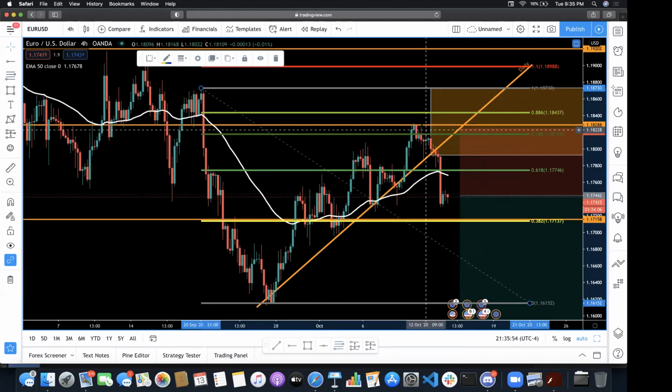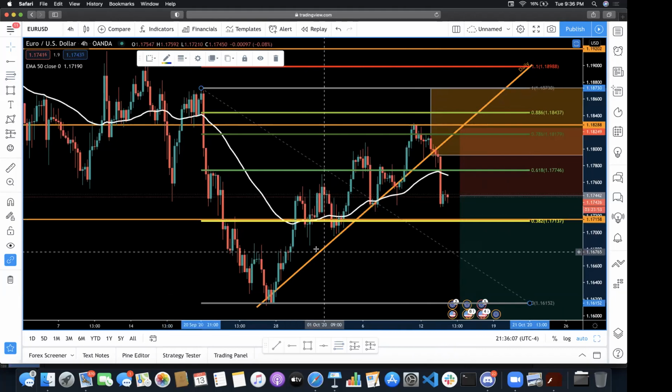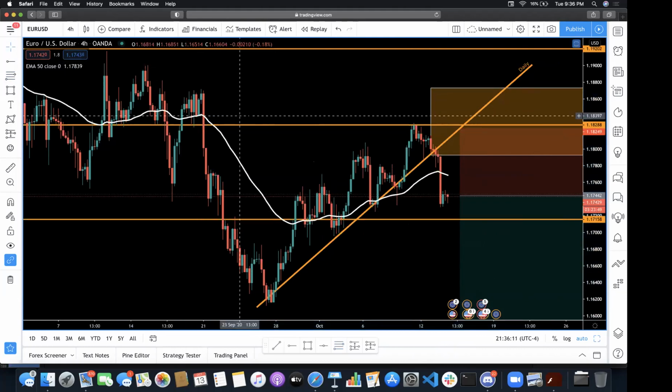Price, again, in between the 618 and the 886, actually came up to our 786. Came to the bottom of that structure. Now we're moving away, right? I'm going to leave that line there. And I'm just going to continue drawing, guys, just draw my structure up.